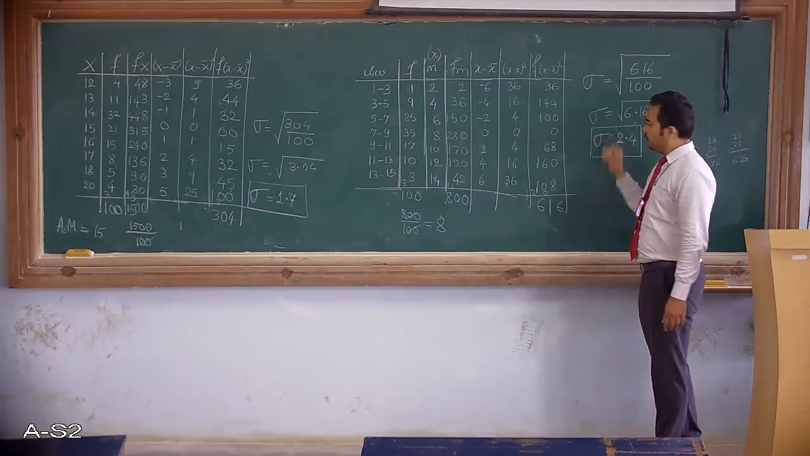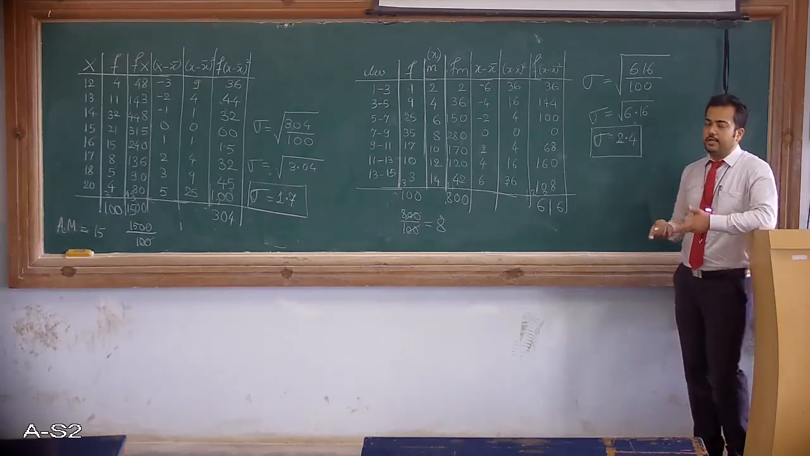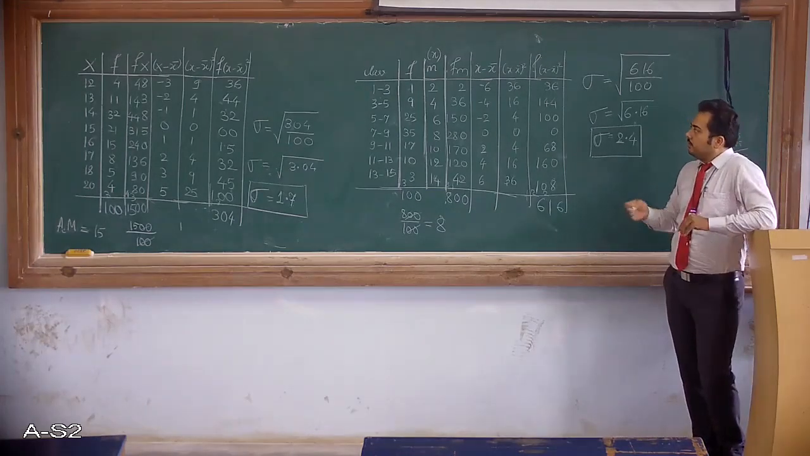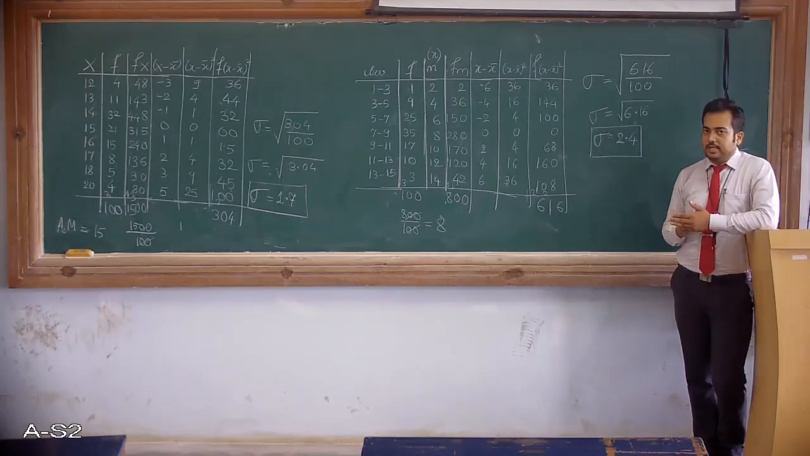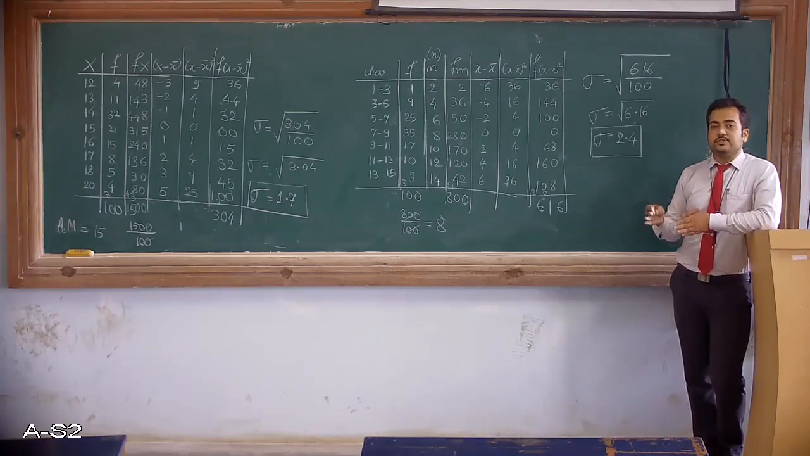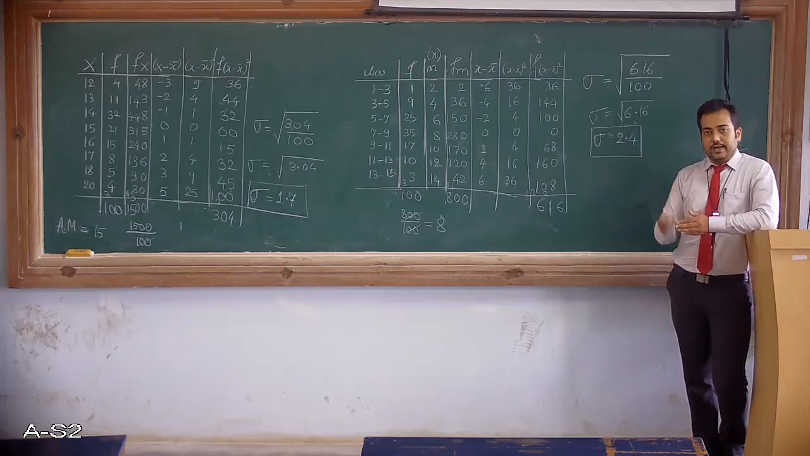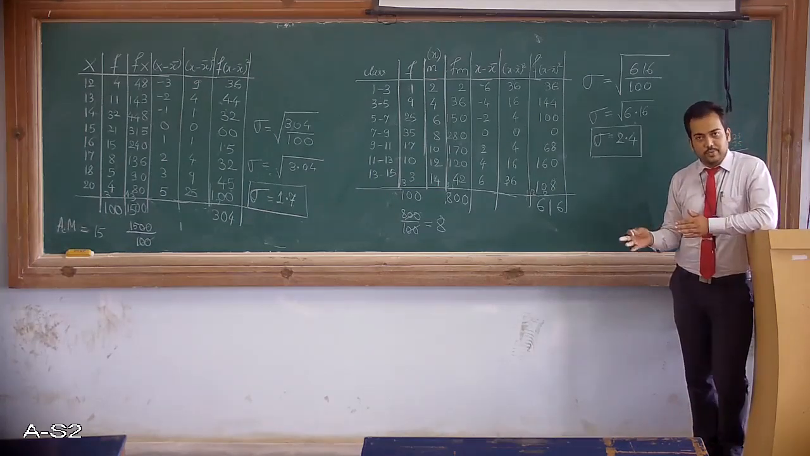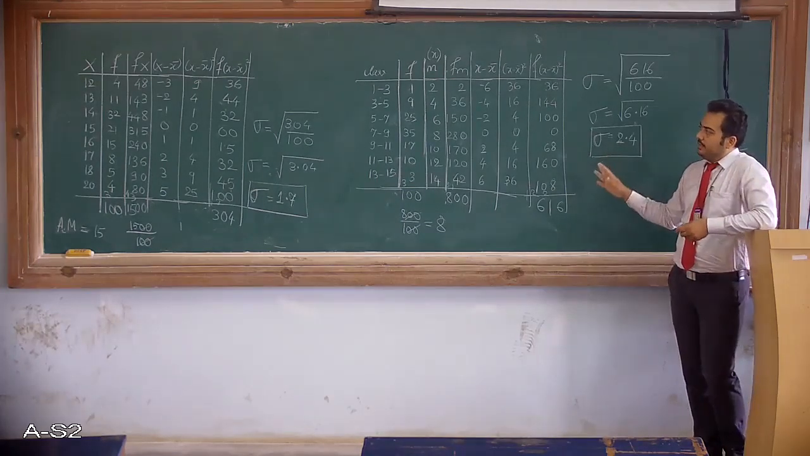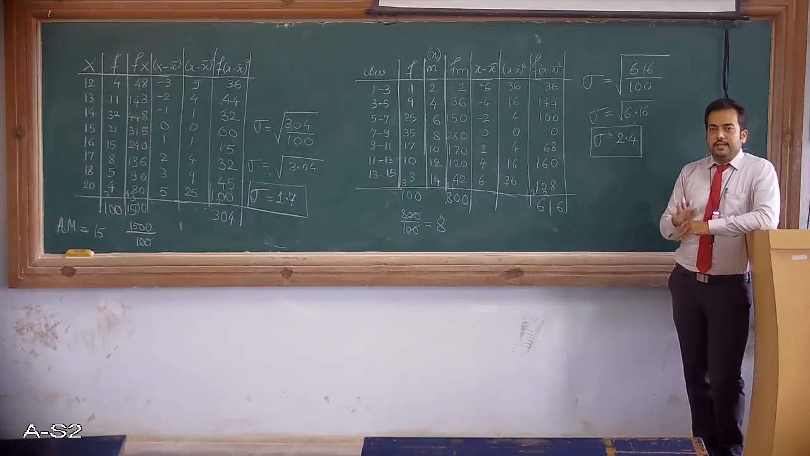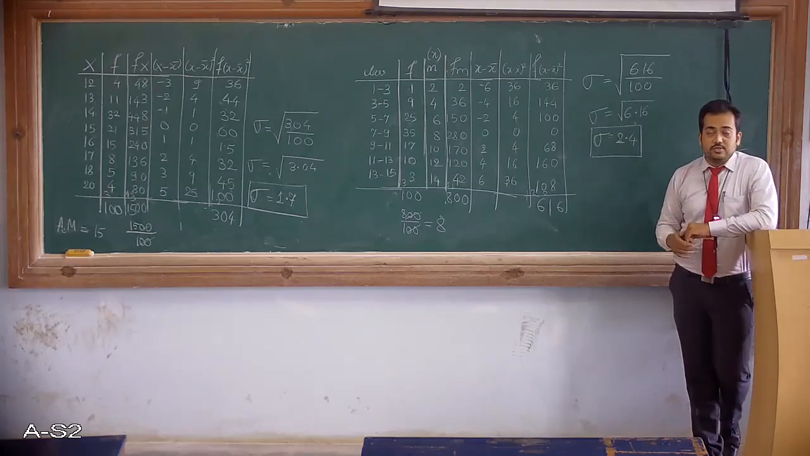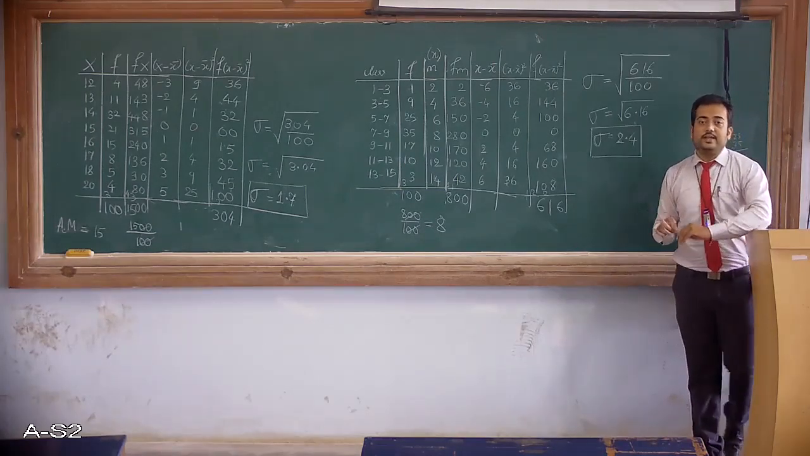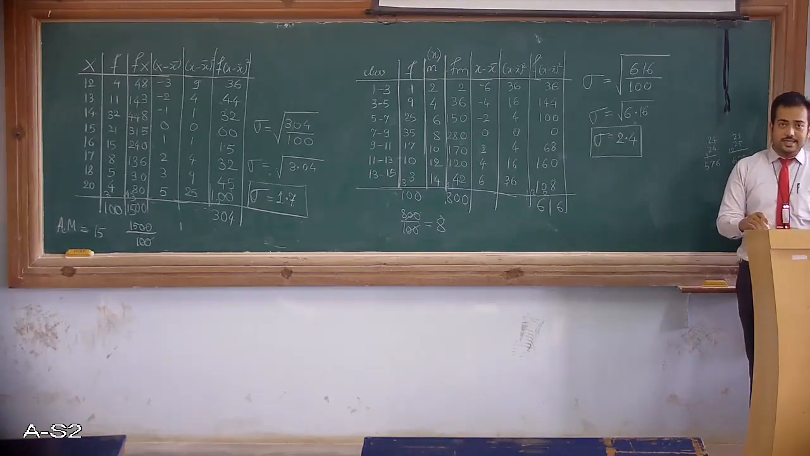So for this grouped data, we first calculate the arithmetic mean by using the normal method, then calculate the deviations from the arithmetic mean. The deviations we have to square, and the squared deviations have to be multiplied with the frequencies. So it is a similar method everywhere: the deviations have to be calculated and the deviations have to be squared. This is a very different technique that we have used in standard deviation.